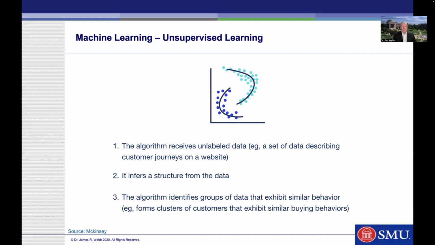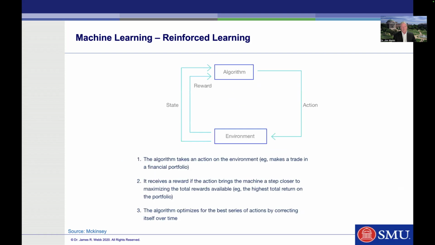Unsupervised is where I just put in a bunch of data. So it's unlabeled, it doesn't know what it is, and the algorithm can infer some sort of a structure from the data. And so this helps identify groups of data that exhibit any kind of similar behavior. This can actually be useful when you're not sure what you're looking for and you're just trying to look for different things. And sometimes some hidden information can pop out. So unsupervised learning can actually be pretty useful in certain instances.